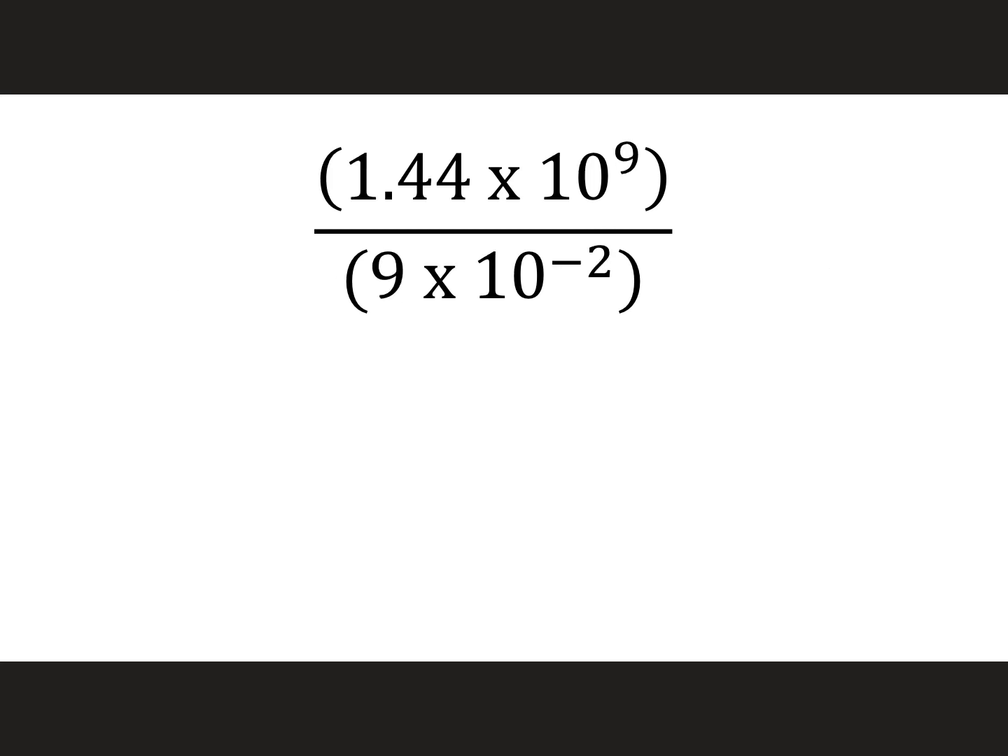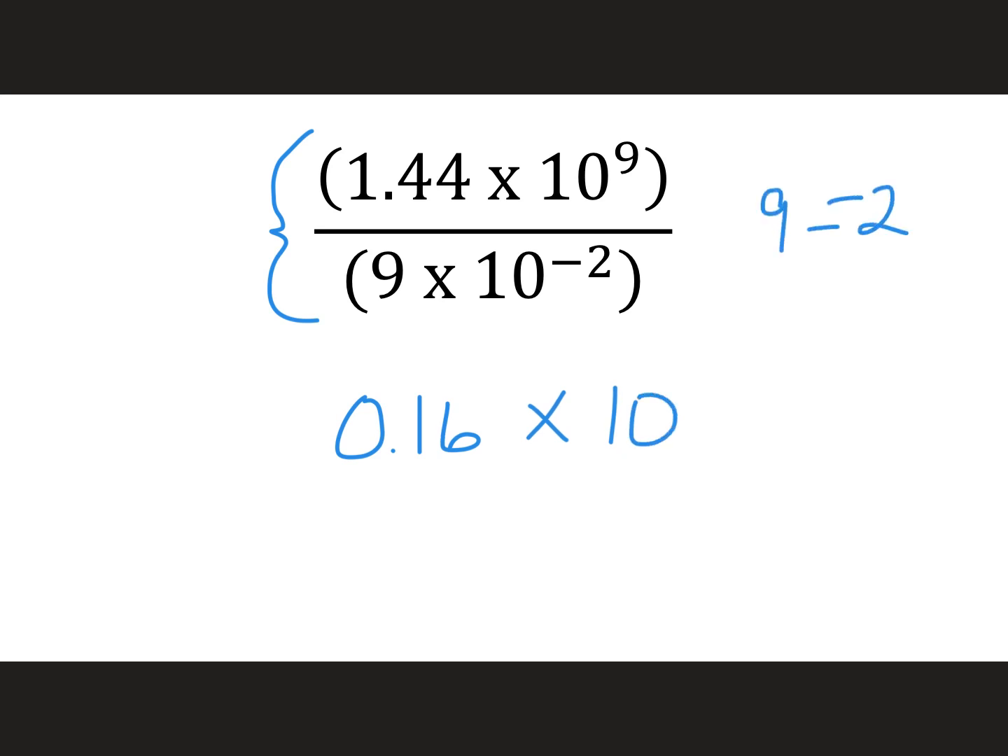All right, what are you going to do first? Well, you should be dividing those two numbers. So 1.44 divided by 9 is 0.16. So this right here, times 10 to the 9 minus negative 2. What are you going to get there? Yeah, that's an 11. Now, are we done?